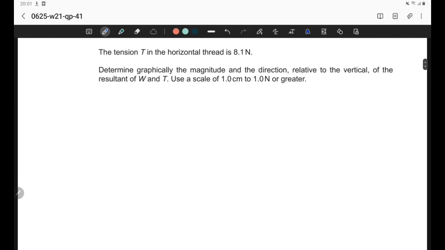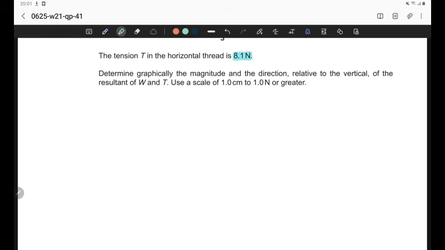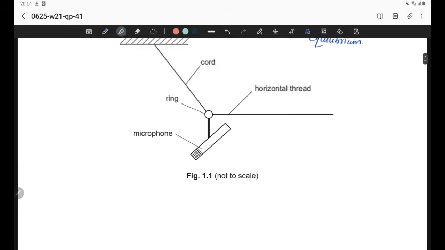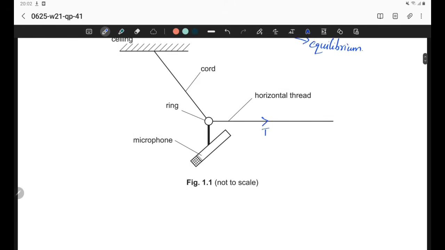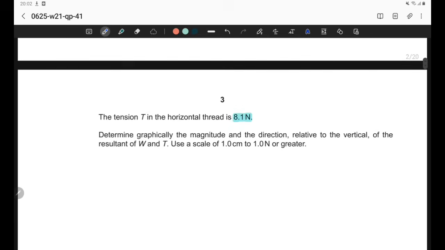The tension T in the horizontal thread is 8.1 Newton. So the tension in the horizontal thread is given, 8.1 Newton. Let's continue reading the question. Determine graphically the magnitude and the direction relative to vertical of the resultant of weight and tension. Use a scale of 1 centimeter to 1 Newton or greater.